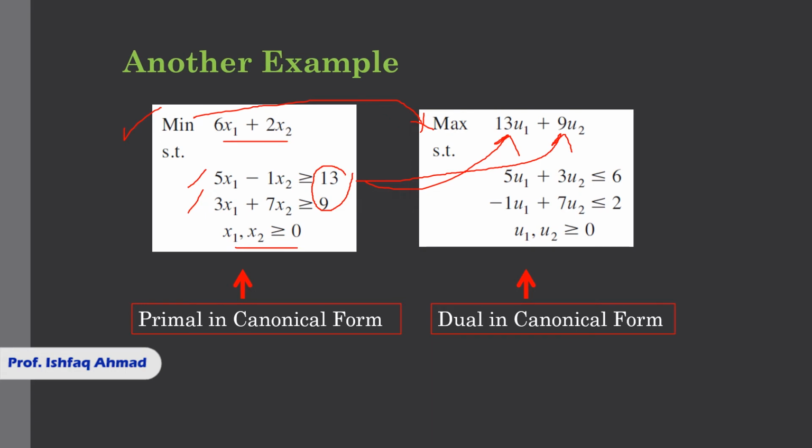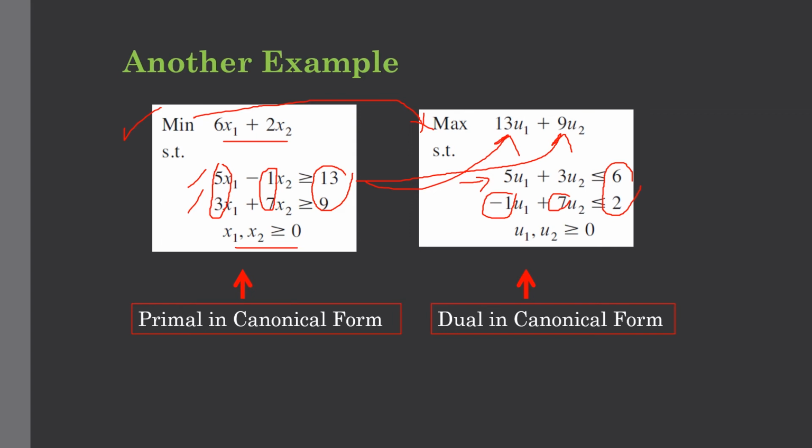objective function of the dual, and these values in the column, like 5 and 3, become the coefficients in the first constraint of the dual. Similarly, -1 and 7 become the coefficients in the second constraint of the dual problem. The right hand side of the dual problem comes from the coefficients of the primal problem or the original problem. So the problem was in canonical form, and we have generated its dual canonical equivalent form.